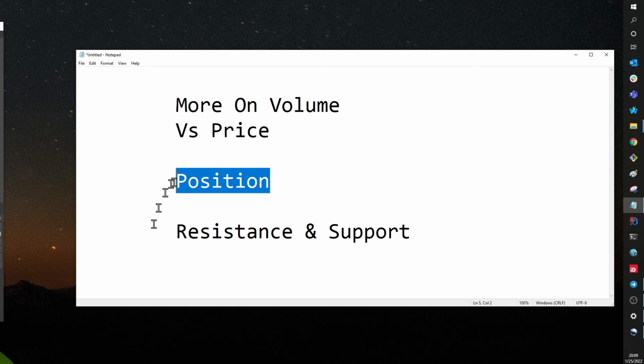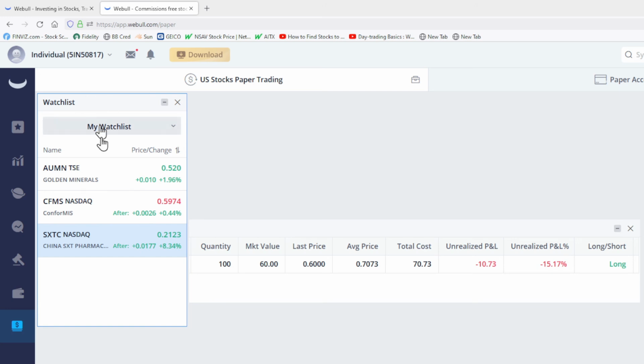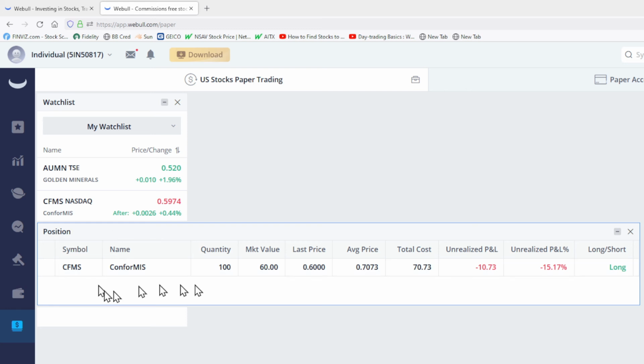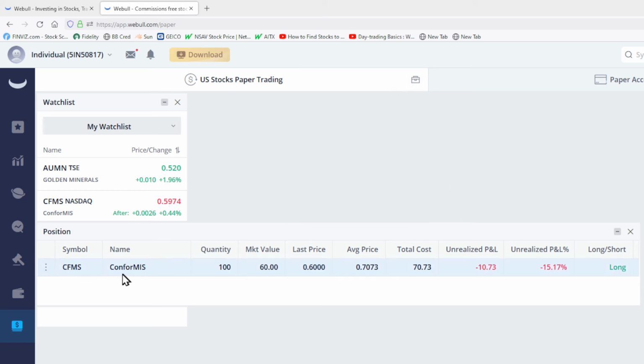Let's go a little bit into position. We're viewing, again, Webull.com. Down here at paper trading, you've seen the watch list before. I don't know if you've seen this. I don't remember. This is a position box. You can get that by going to this little suitcase or box. It says widget settings. Click on that, and you can get positions right there. And right now, we only have CFMS, where we apparently had bought 100 for about $70, and right now we're not doing too good with it, but who cares?